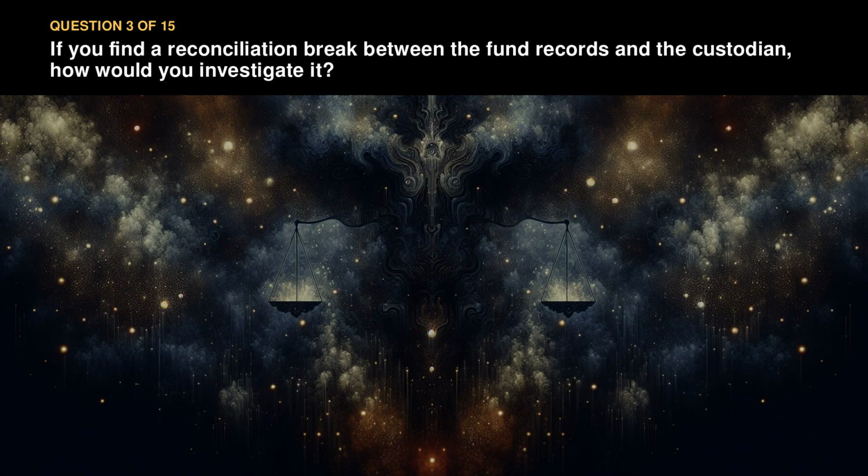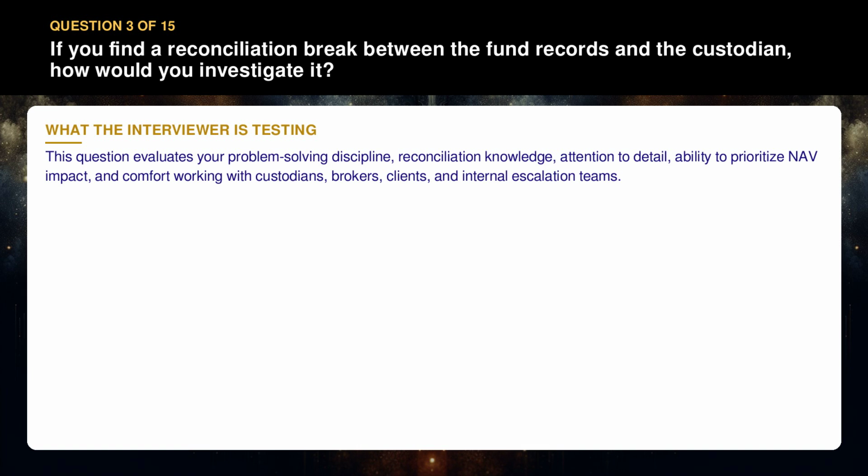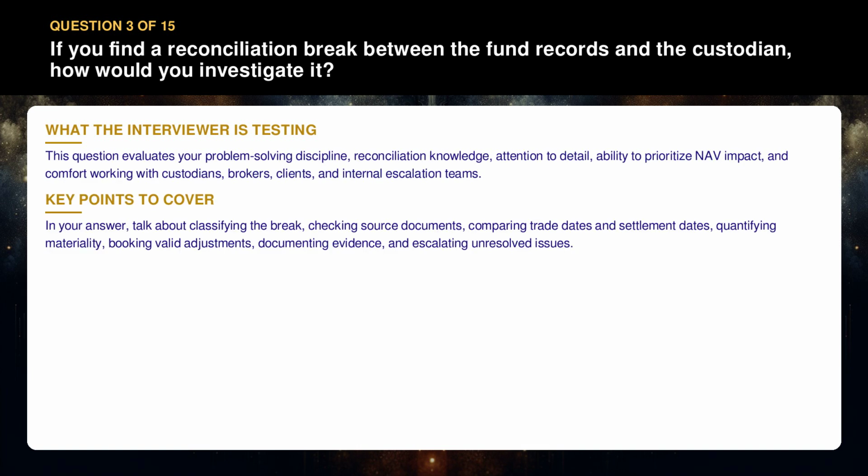Question 3. If you find a reconciliation break between the fund records and the custodian, how would you investigate it? This question evaluates your problem-solving discipline, reconciliation knowledge, attention to detail, ability to prioritize NAV impact, and comfort working with custodians, brokers, clients, and internal escalation teams. In your answer, talk about classifying the break, checking source documents, comparing trade dates and settlement dates, quantifying materiality, booking valid adjustments, documenting evidence, and escalating unresolved issues.